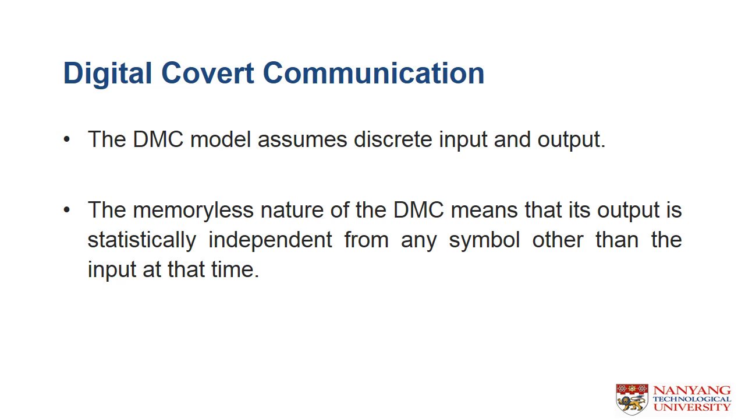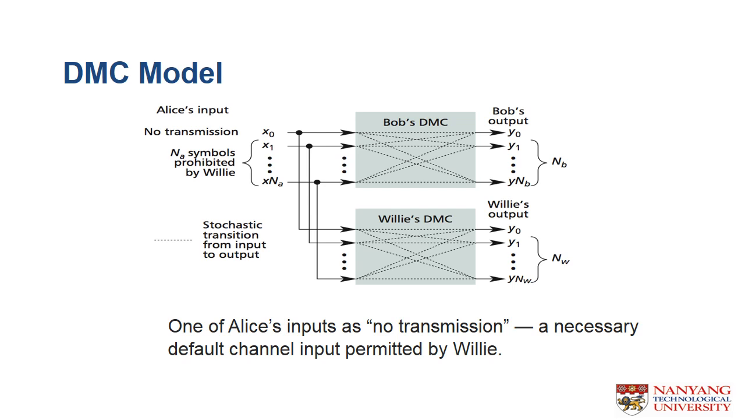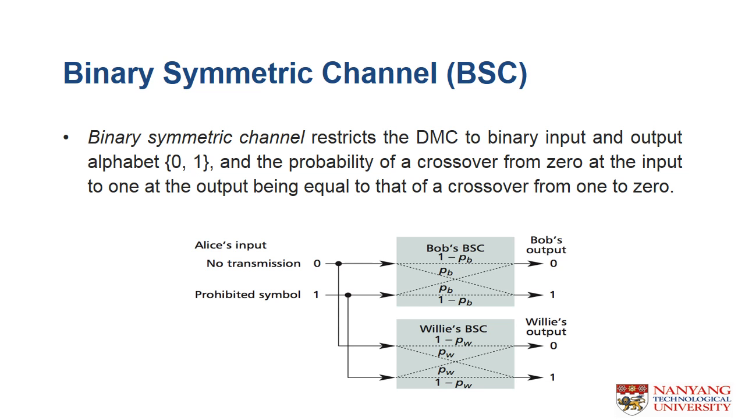Digital covert communication. The DMC model assumes discrete input and output. The memoryless nature of the DMC means that its output is statistically independent from any symbol other than the input at that time. Here is an illustration of the DMC model.